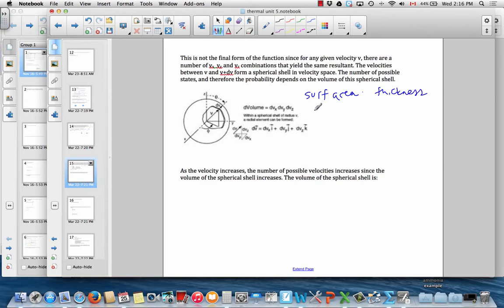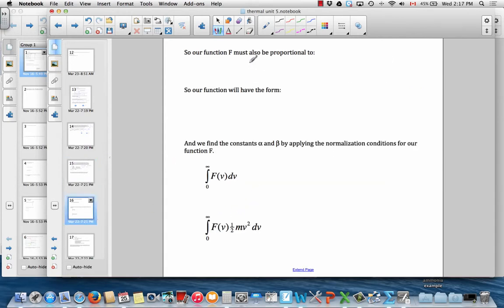And the surface area of a sphere is 4 pi v squared dv. So you see that as velocity increases, the surface area gets bigger, the volume of the shell gets bigger, and that means there's more possible states, i.e. the probability is going to increase. So, if we put those two things together, then the function has to depend on both v squared and this decaying exponential. So that means that our function is going to be, well, some constant times v squared times e to the minus beta v squared, where beta is another constant.